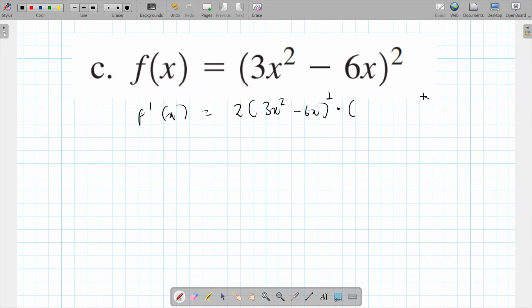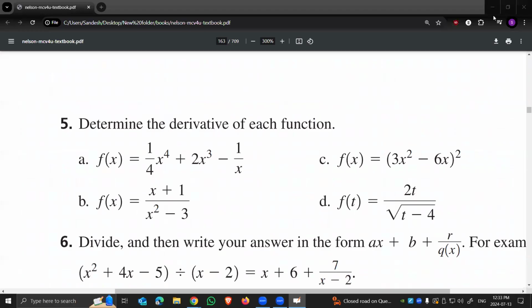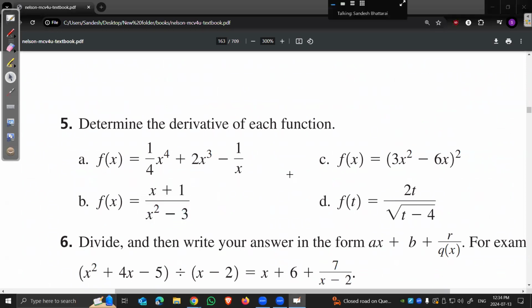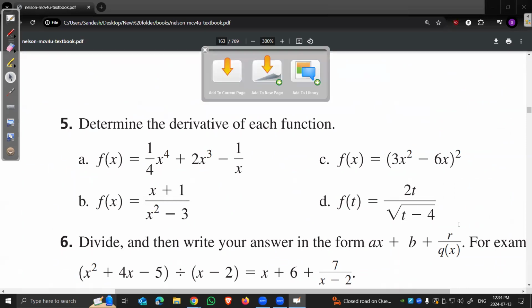You multiply this by the derivative of the bracket. What's the derivative of the bracket? 6x minus 6. There we go, and we're done. Easy peasy. For this one, you have to use quotient rule. Not gonna bother with that. Let's look at this one. This one looks a little bit complicated.